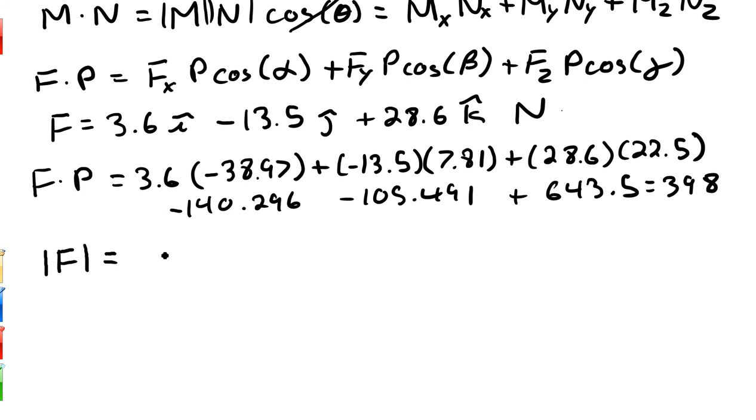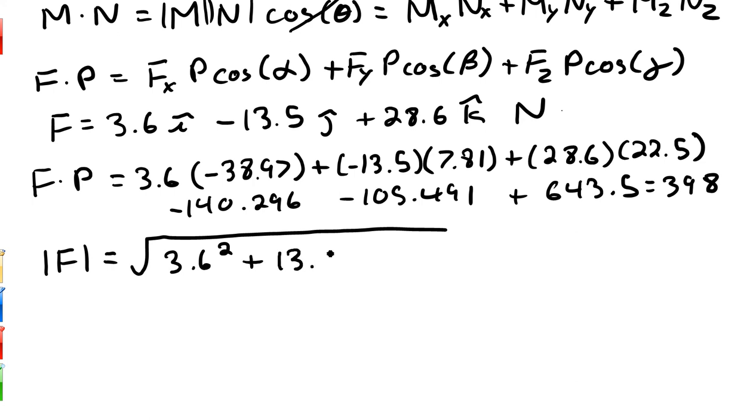So the magnitude of F is equal to the square root of 3.6 squared plus 13.5 squared plus 28.6 squared. You'll notice I didn't put the negative in there because when you square a negative, it becomes positive, so it doesn't really matter in this case. So when we do that, it equals 31.8303.